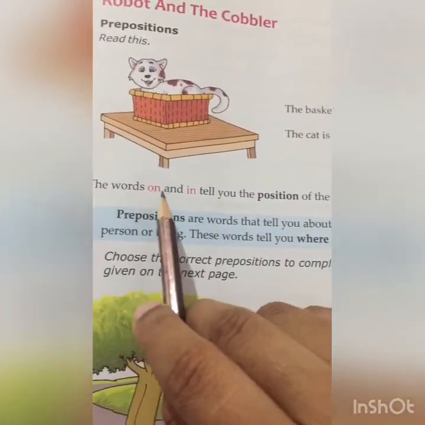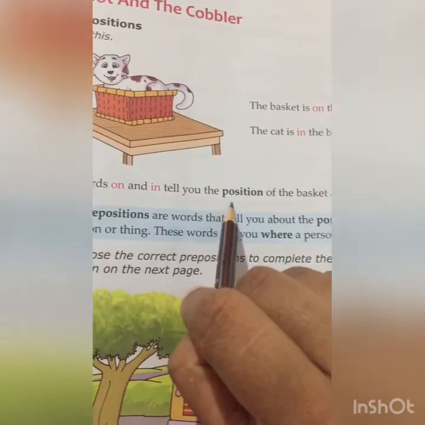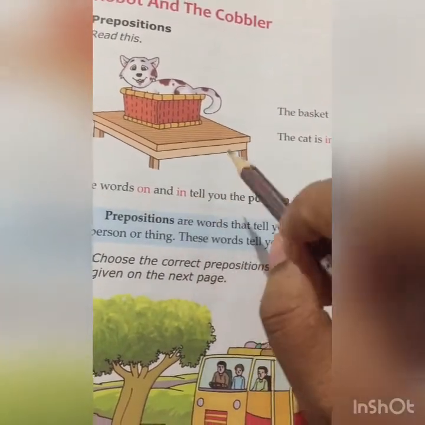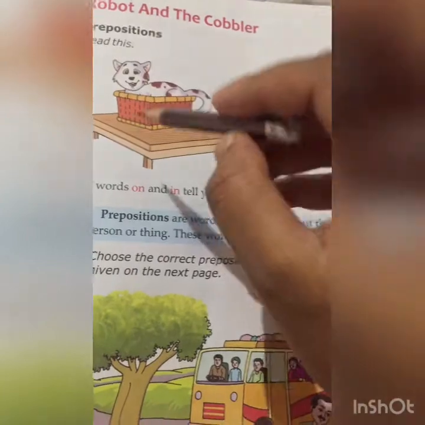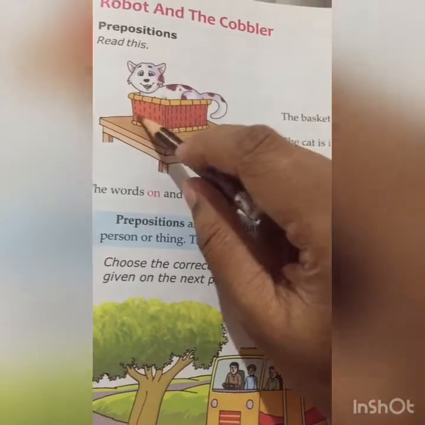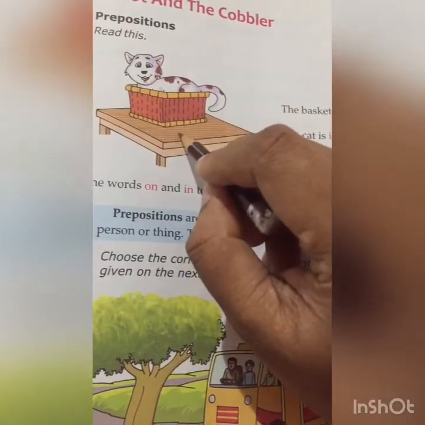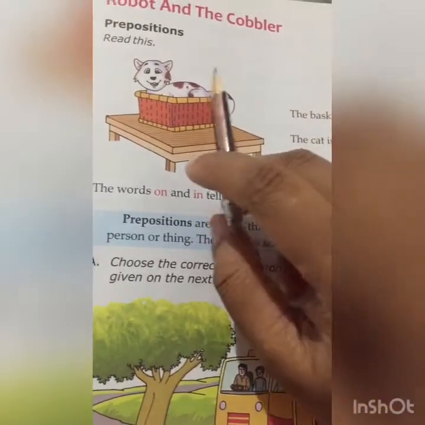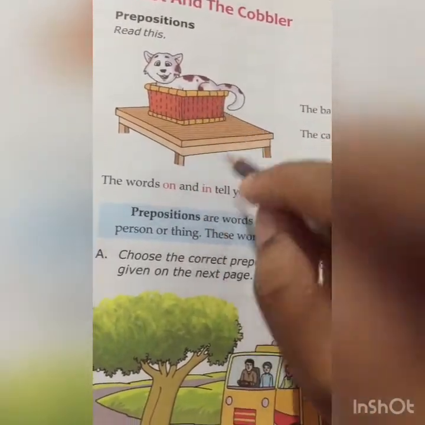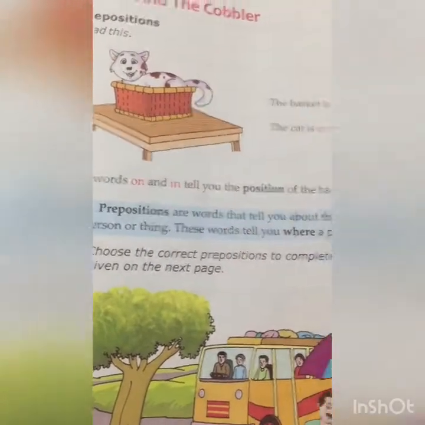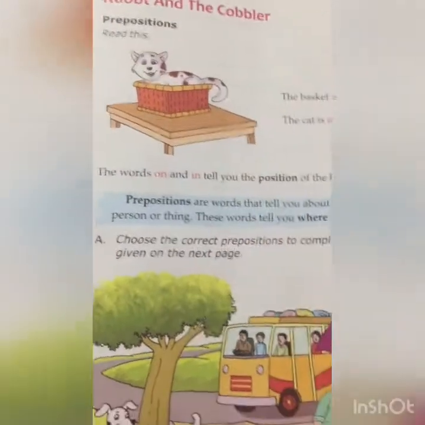The words on and in tell you the position of the basket and the cat. What do these two words tell? They tell us where the basket is, meaning the position of the basket. Where the basket is, it is on the table. And where the cat is, it is in the basket. So this tells us where it is, or the position of the basket and the cat.